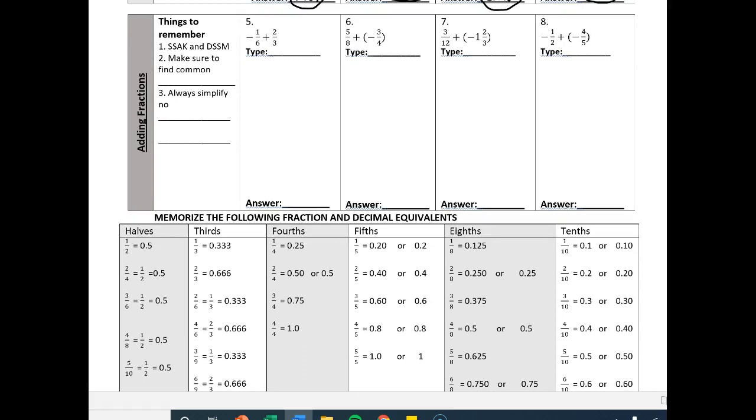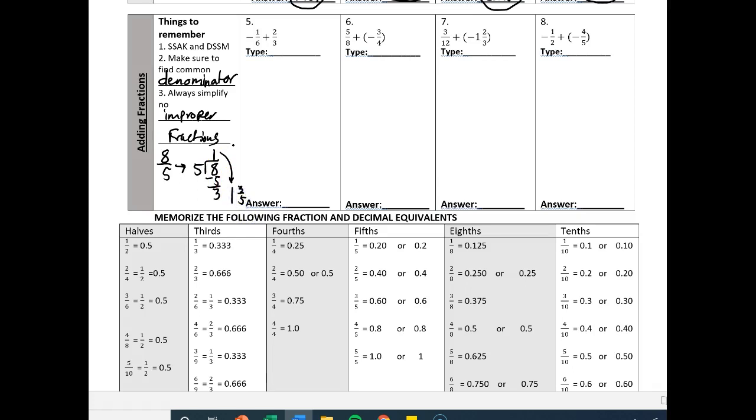For adding fractions, you got to make sure, number 1, to find a common denominator. And then the second thing you always need to worry about is to always simplify, no improper fractions. What I mean by no improper fractions is, if you get something like 8 over 5, you need to convert that by dividing 5 into 8. That goes in there one time with 3 left over. So that's how I get, not 3/8, but 1 3/5.